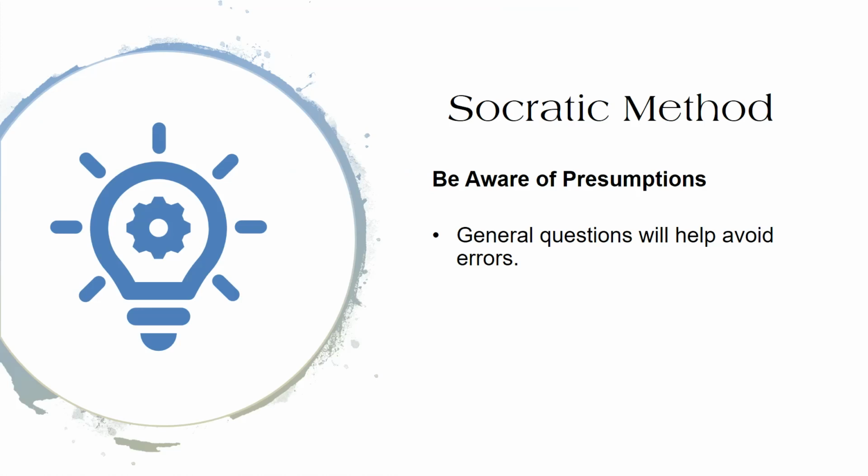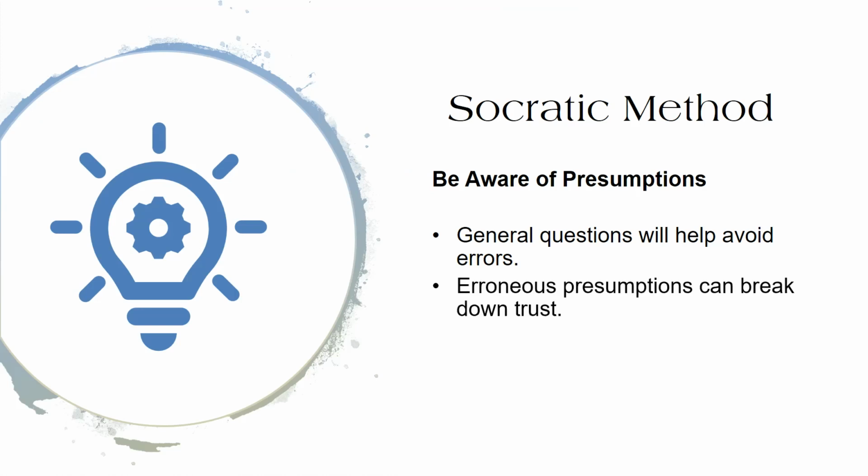So, we have to be aware of presumptions. General questions will help avoid errors. Like I said about the cowboy who walks into the store, just asking simple questions, you'll know right away if they're looking for anything that has to do with him being a cowboy, or like the man that walked in to buy the watch, why is he coming into the store to buy this watch? So simple questions is what really gets rid of presumptions, right?